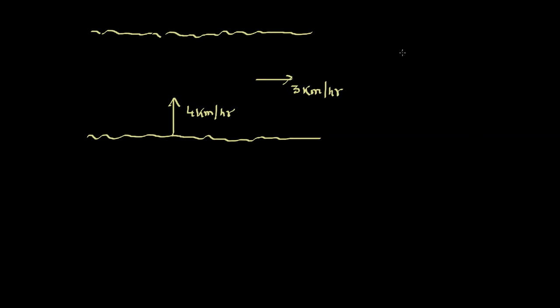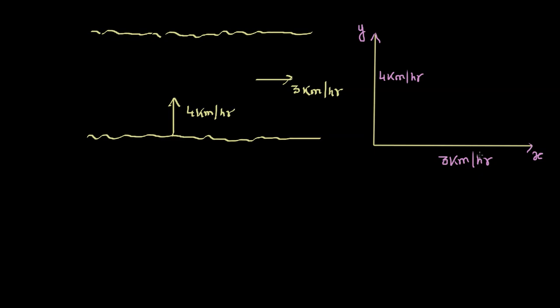Suppose I draw one line over here, then it will be helpful. This line is the x-axis. Now this is the y-axis, and this is the x-axis. We can imagine that here it is 4 km per hour, and here it is 3 km per hour, the river flow direction.